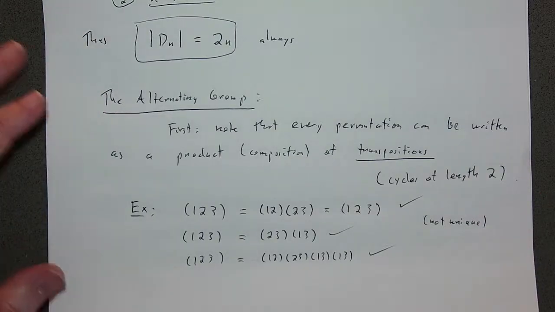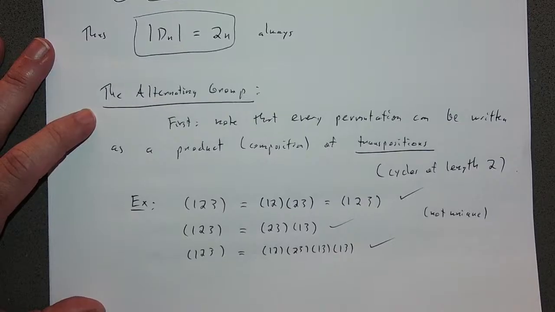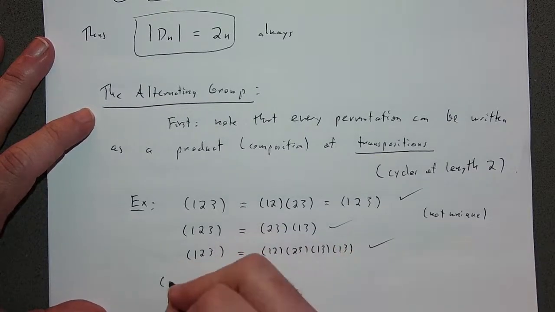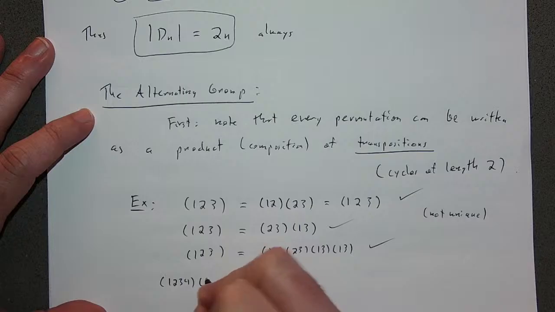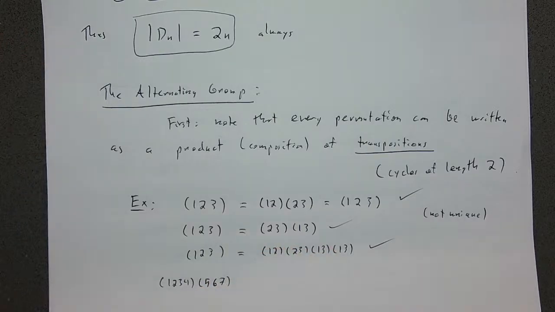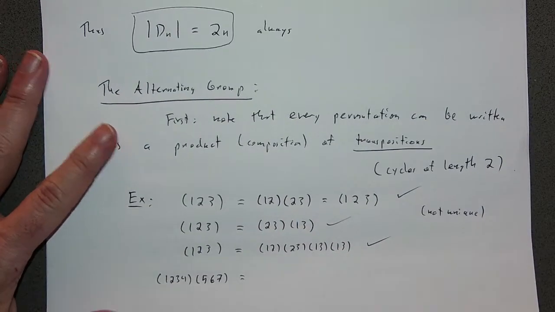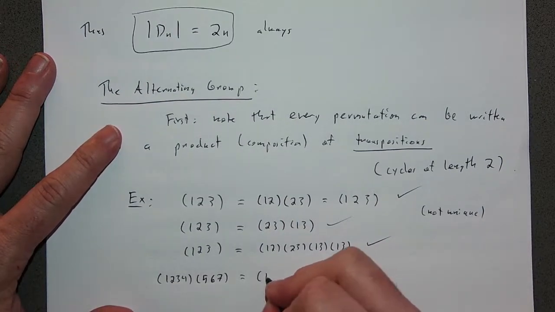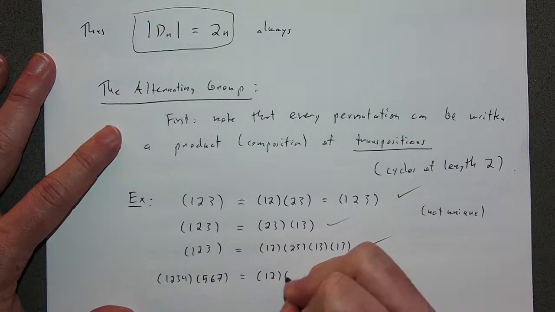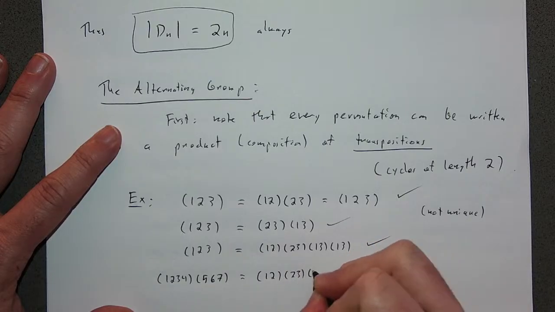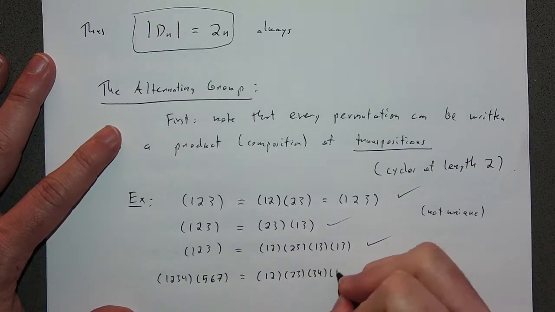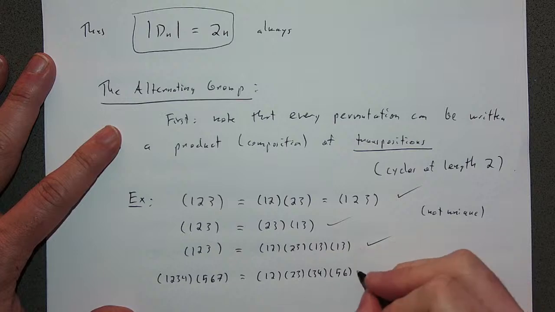We can also write, say, give you one more thing to check if you want to practice. So we take a product of 2 cycles like this, 1, 2, 3, 4, 5, 6, 7. This can be rewritten as a product of transpositions. 1, 2 times 2, 3 times 3, 4 times 5, 6 times 6, 7.